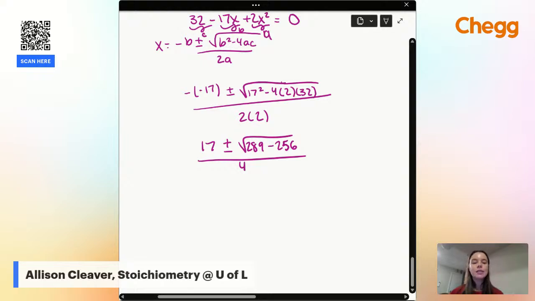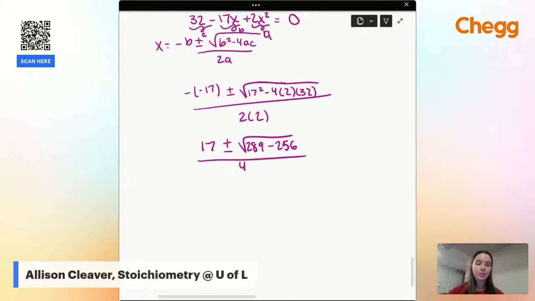Yash from YouTube said it's also a Dianatura formula also. So if you've heard it that way, that's the same formula. So then we do 289 minus 256 and the square root of that, which would give us 17 plus or minus 5.74. I went ahead and did the square root of that, all over 4.